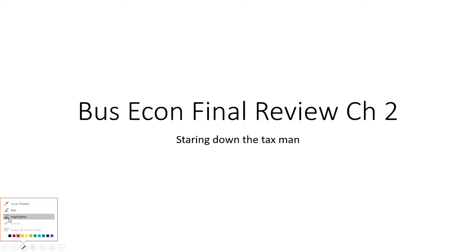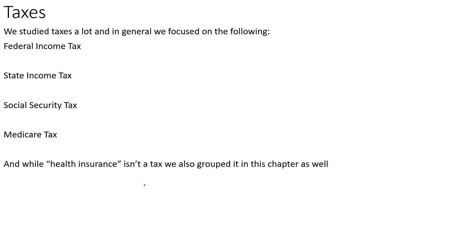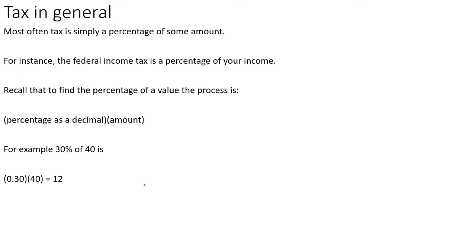All right, so we'll start things off a little bit easy with taxes. I mean, that sounds kind of redundant, easy taxes. But anyway, we had a few sources of taxes: federal income tax, state income tax, social security tax, Medicare tax, and then while there really wasn't a health insurance tax per se, health insurance was grouped into this situation as well, just because it's very similarly calculated.